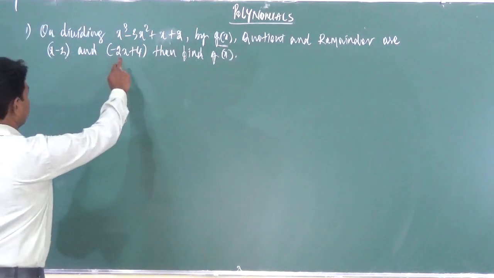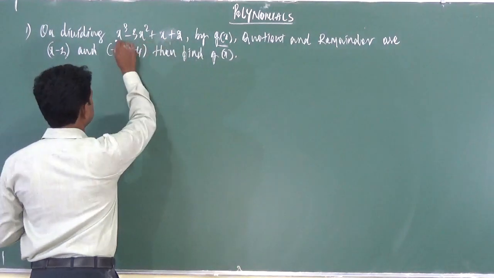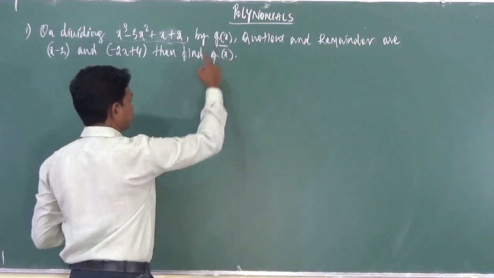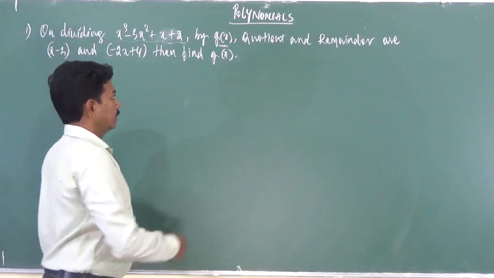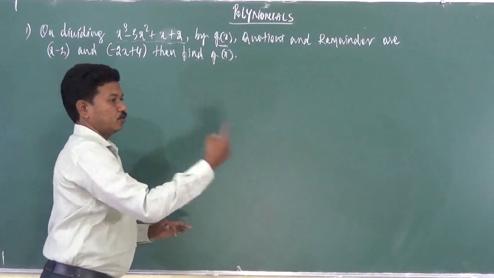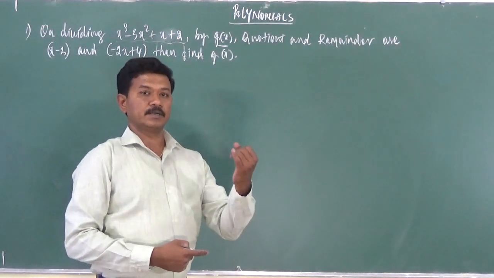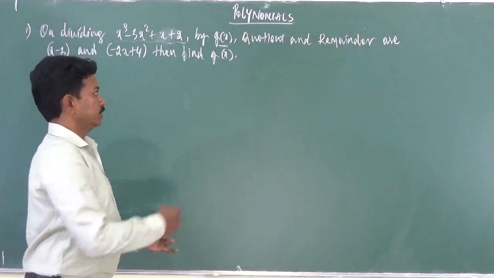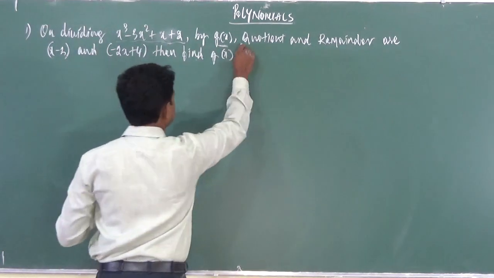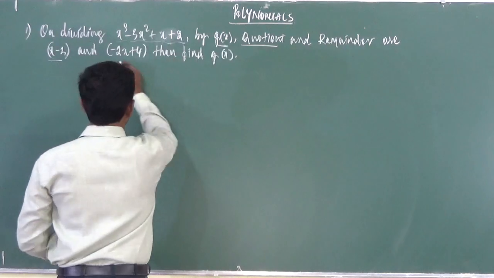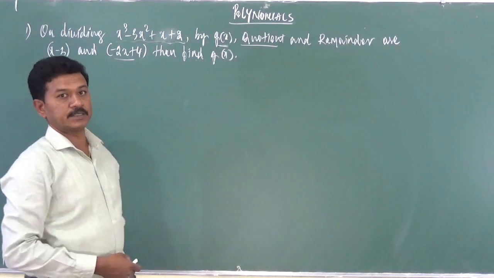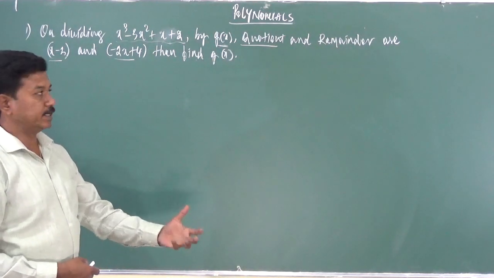On dividing x cube minus 3x square plus x plus 2, this is a polynomial given to us, and this polynomial is going to get divided by g of x, which is some other polynomial. When a polynomial divides this polynomial, we get two other polynomials, one is the remainder and the other is the quotient. They have given that the quotient is x minus 2 and the remainder is minus 2x plus 4. If this is the case, find this g of x. That is, you have to find the divisor which is dividing the p of x.